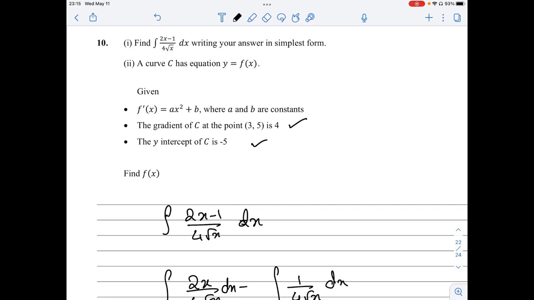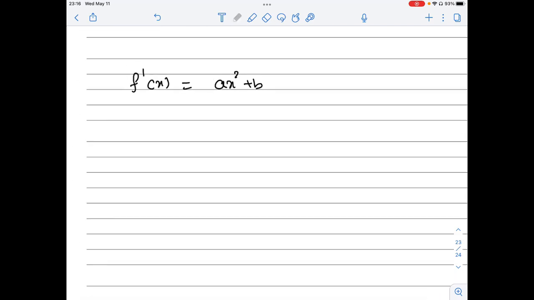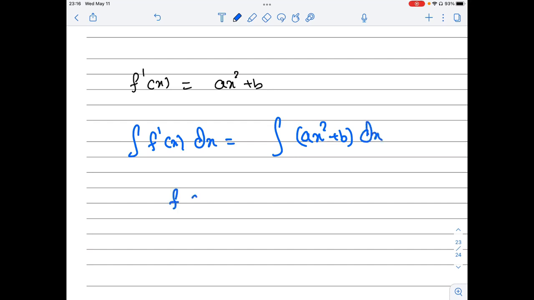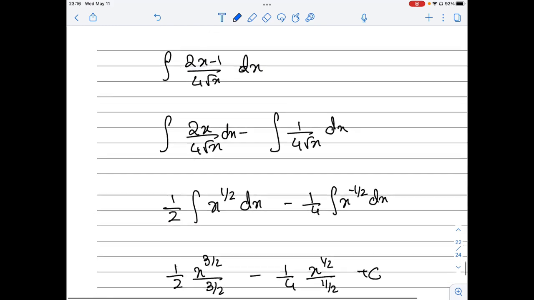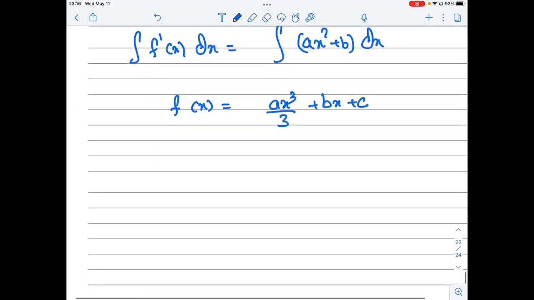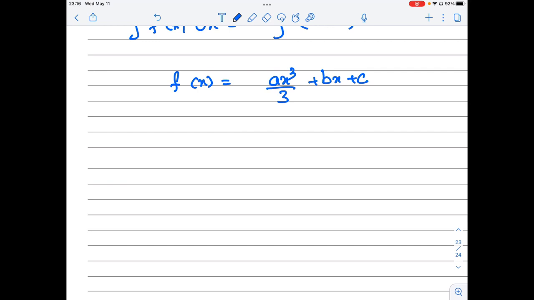Next part: given that f prime x is equal to ax squared plus b, the gradient at 3 comma 5 is 4 and the y-intercept is minus 5. Find f of x. So I do the integration: the integral of f prime x dx becomes the integral of ax squared plus b dx. This gives f of x equals ax cube upon 3 plus bx plus c. Now it passes through 3 comma 5 and the gradient is 4. So x equals 3, y equals 5.